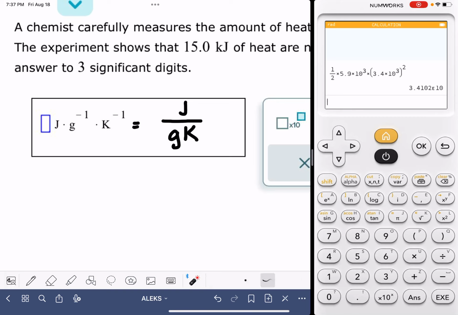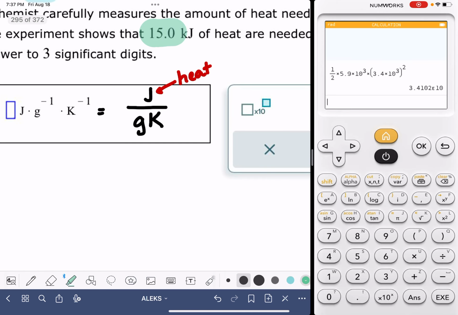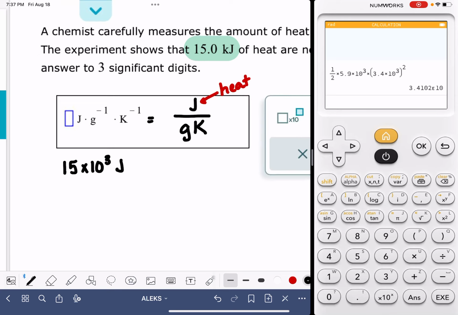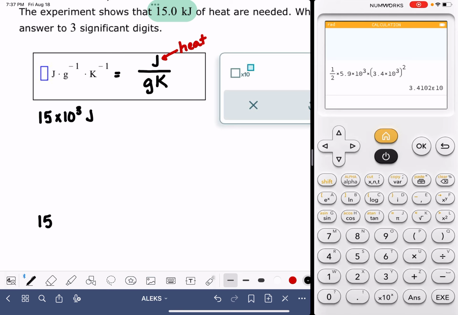On the top of our calculation, the first thing that we need is the heat in units of joules. So this is where I'm going to make a note here. This is our heat. And in this problem, I have 15 kilojoules of heat. I do need to convert that from kilojoules into joules. So that's going to be 15 times 10 to the 3 joules. I'll go ahead and do that conversion down here. 15 kilojoules converted into joules looks like this: 15 times 10 to the 3 joules.